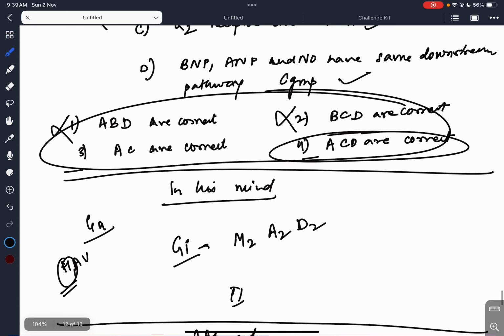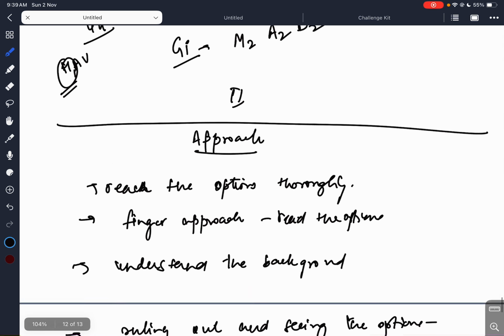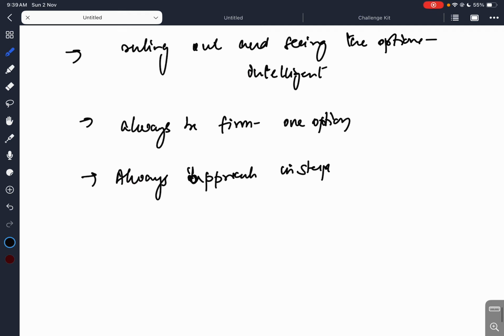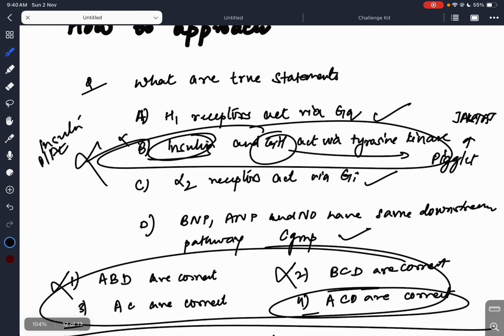These questions are not meant to harass you or make you feel down. These questions have a very good ability to improve your rank, because others will think that this is a difficult question, let me leave it. But you, just by applying your background knowledge and ruling out, go in steps. Always approach in steps, don't be in a hurry to mark it. Rule out first, know what you know, what is the correct answer, and then approach it. So this is how you solve multiple correct options. Always go through your background knowledge and then make a correct answer.